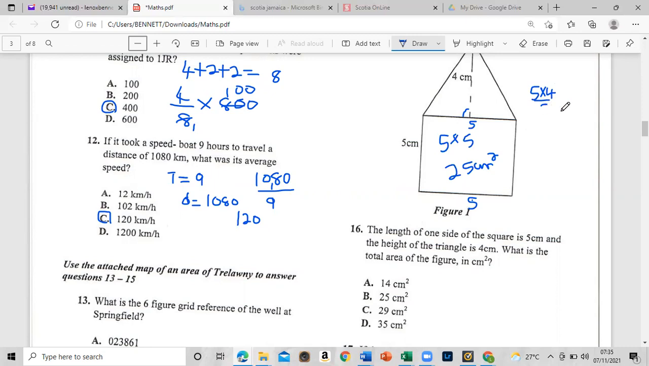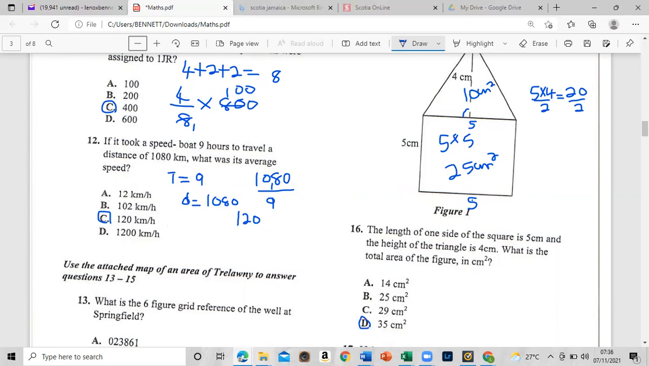So 5 times 4 is 20, divided by 2 gives 10. So the area of the triangle is 10 centimeters squared. And then we add 10 plus that, we get 35.